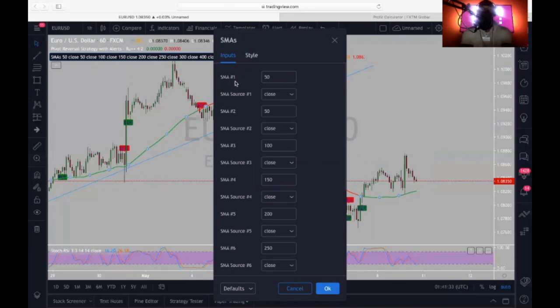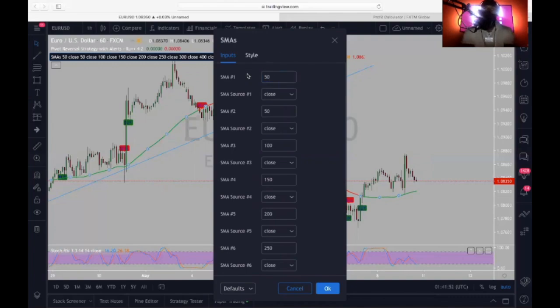And for the first one, this is going to be the only one that we're using today. It's going to be SMA number 1. That's the only line that we're using. That's the only one that we want on the screen. So under SMA number 1, when it first pops up for you, it's going to say 20. Okay. You want to delete that 20. And in this box, you want to put 50. Okay. That's going to set your 50 simple moving average.